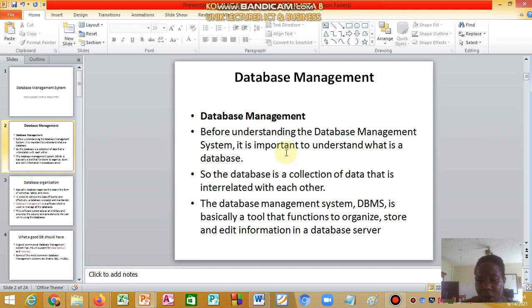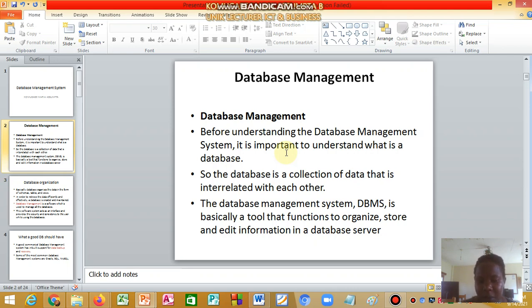So the database is a collection of data that is interrelated with each other. Like if it is a faculty, you are a student, you belong to the faculty of education, faculty of business, you do this course, you have this registration number. So that data must be interrelated.